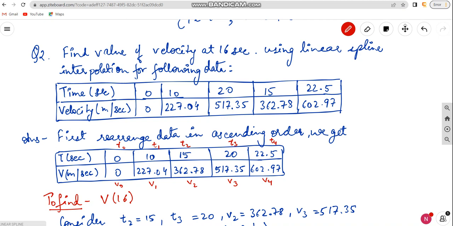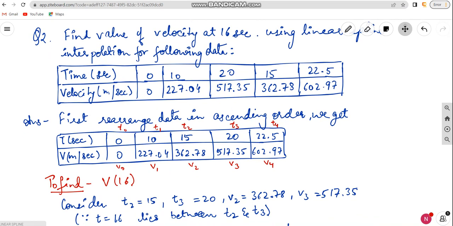So आपको क्या find out करना है? Here we have to find out v at 16. तो आपको पूरे spline functions find out करने की जरूरत नहीं है. हमने notice करना है कि आपका t 16 है, वो lying between t2 and t3.